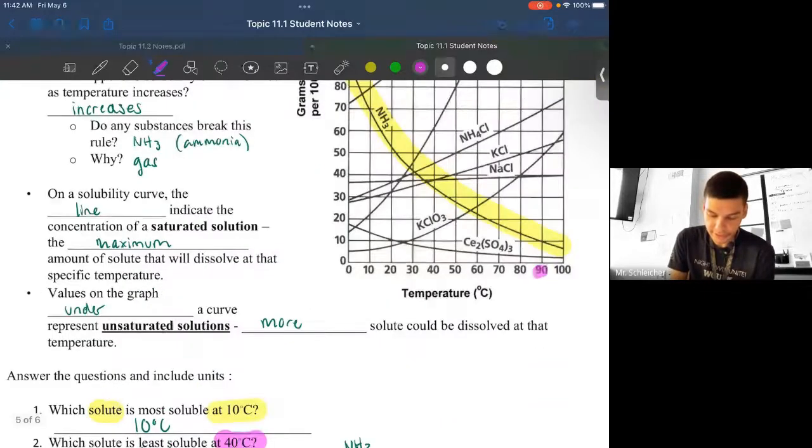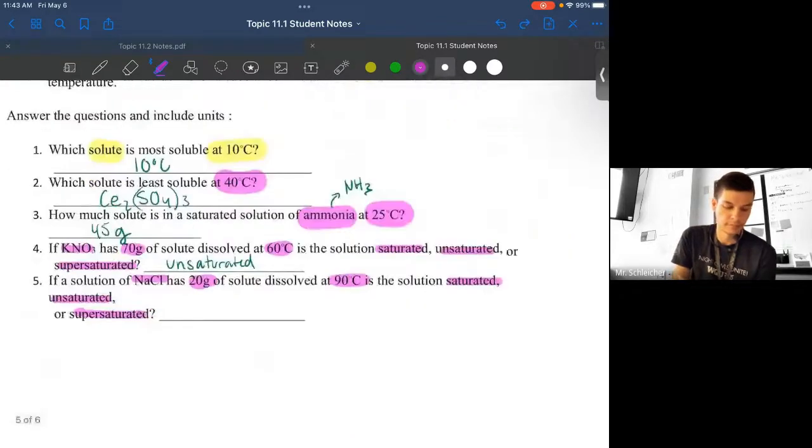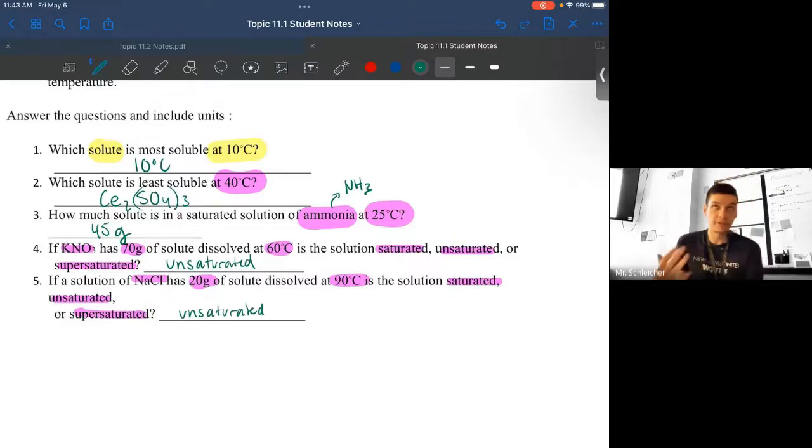Okay, 90 degrees Celsius, 20 grams. We see where this connects. And then we look for NaCl. Looks like the NaCl curve is up here. So since we're below this NaCl curve, I think this is going to be unsaturated. So that's just kind of how we read this graph and make conclusions on if any sort of solution is supersaturated, unsaturated, or saturated. Questions from this section? That's solubility curves in a nutshell.